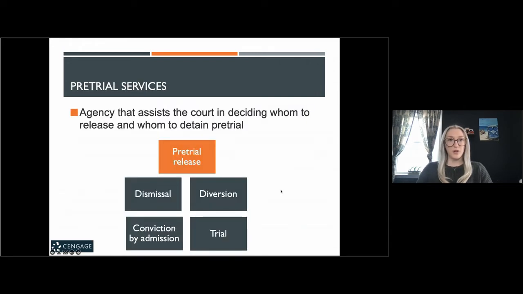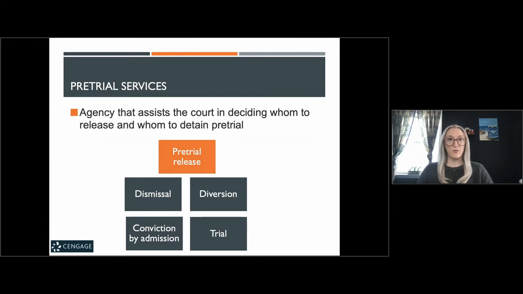So let's look at pretrial services. Pretrial services is an agency that assists the court in deciding who they're going to release and who's going to be detained before their trial. This decision is made based on validated assessments and a pretrial interview with the defendant.